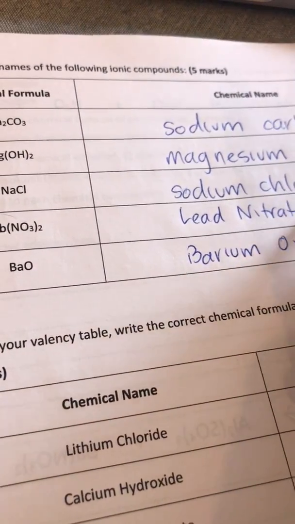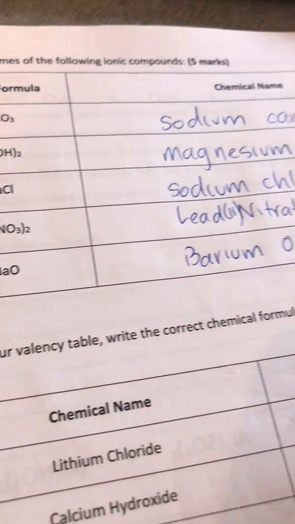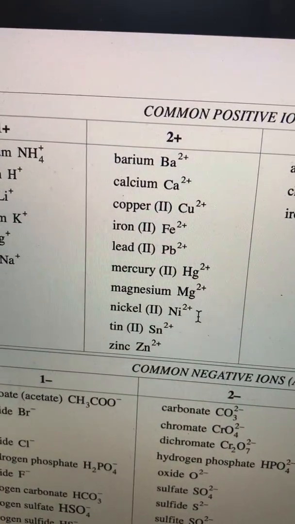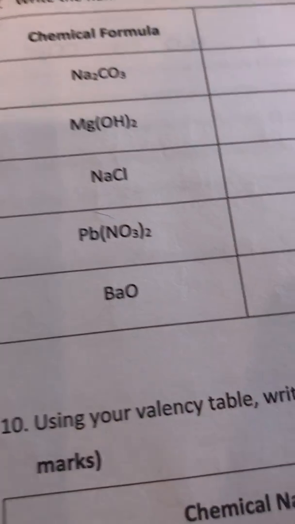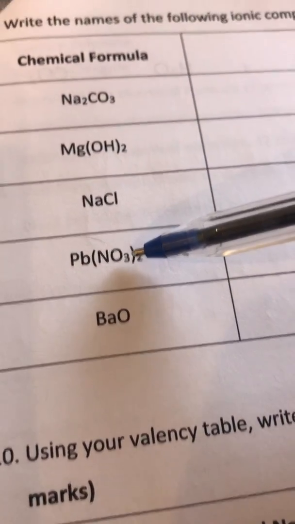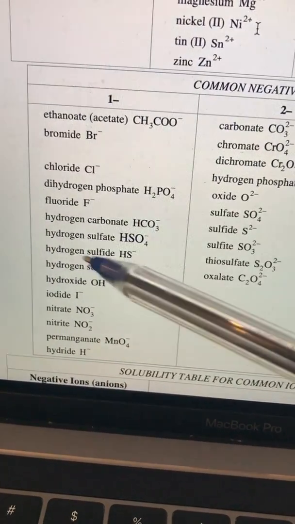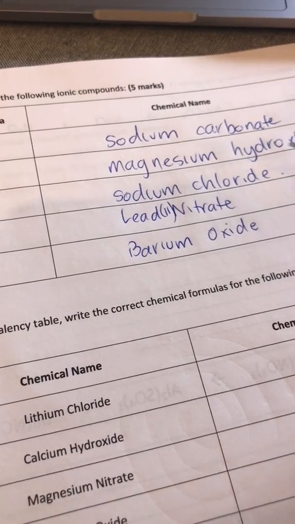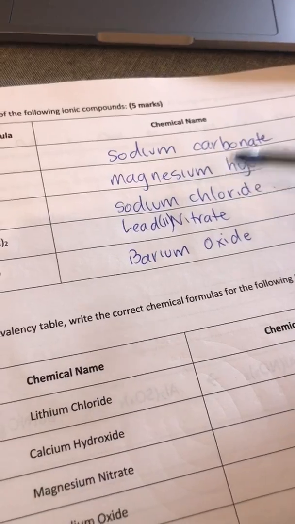nitrate. Now some students did put lead 2, and I didn't mind either way. If you look up here, you'll see lead 2 has a 2+ charge. We know that it's lead 2 because we had to have 2 nitrates, and nitrates are a 1- charge. So the formula told us it was lead 2, but if you didn't put the Roman numeral 2 there, I was fine with that. Most students did pretty well in this one.